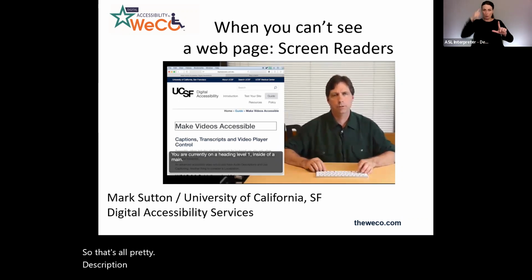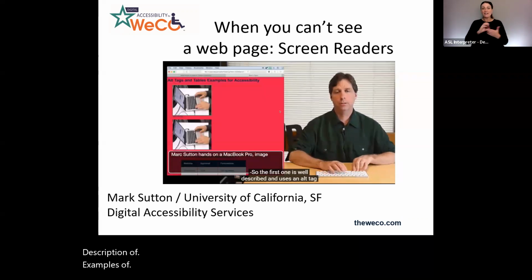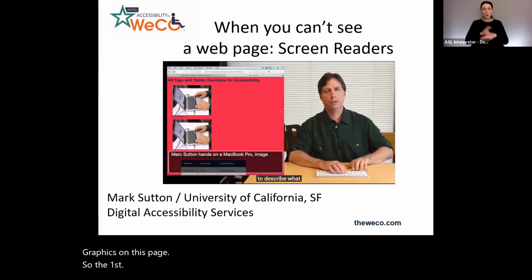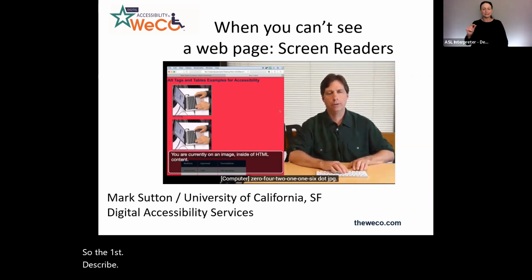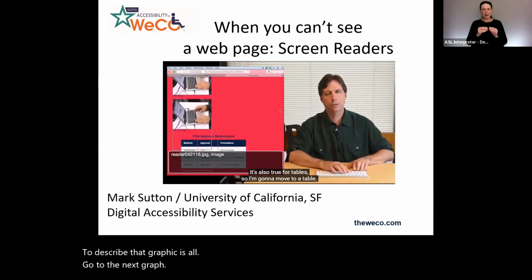Now I'm going to go over and show a few examples of how that can fall apart. So I have a couple graphics on this page. Mark Sutton hands on a MacBook Pro image. So the first one is well described and uses an alt tag. You are currently on it, to describe what that graphic is all about. Now we go to the next graphic. Reader 042116.jpg. Much less useful. So it's important to use those elements.